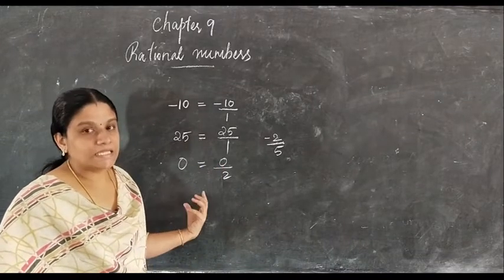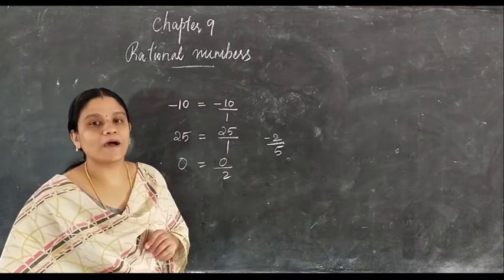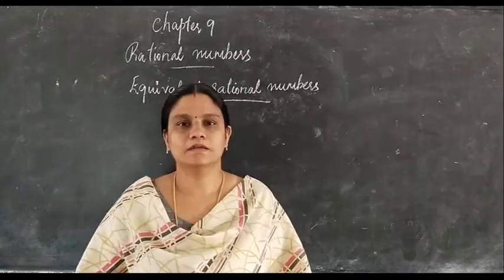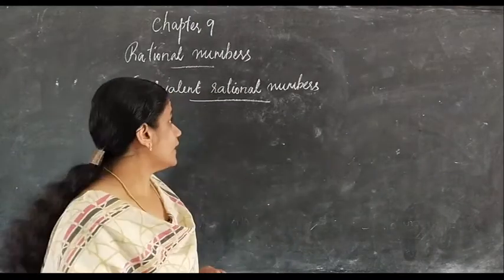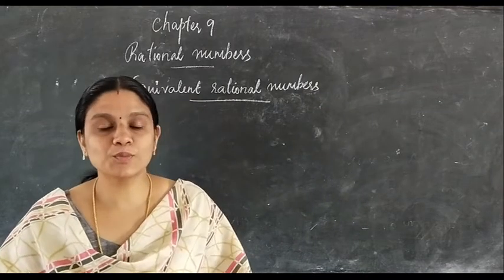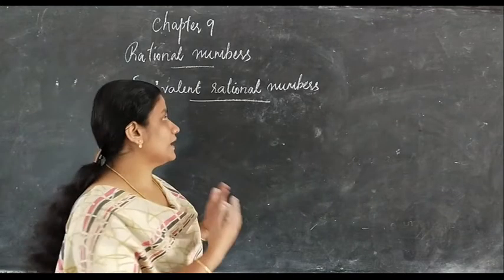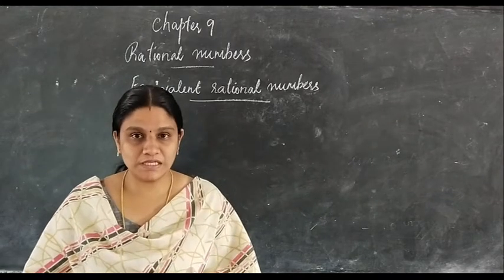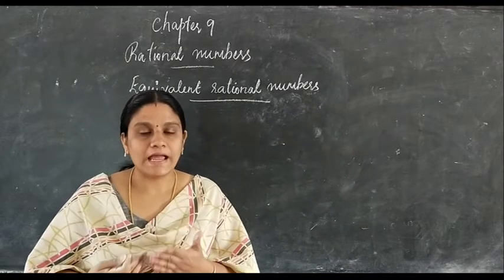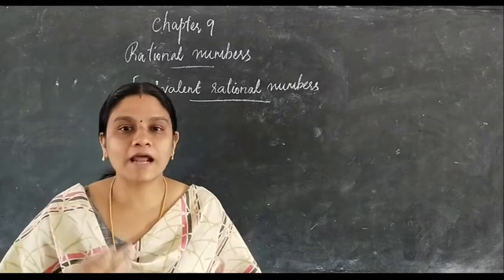A number that can be written in the form of P by Q, where P and Q are integers and Q not equal to 0. The next one is equivalent rational numbers. You have learned equivalent fractions, how to make equivalent fractions. The same way we can make equivalent rational numbers also, which means we have to multiply the numerator and denominator with the same integer. Then you will get the equivalent rational number.